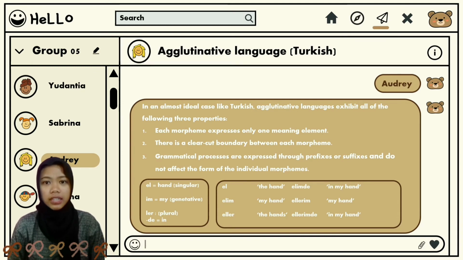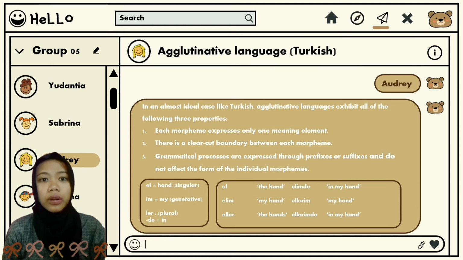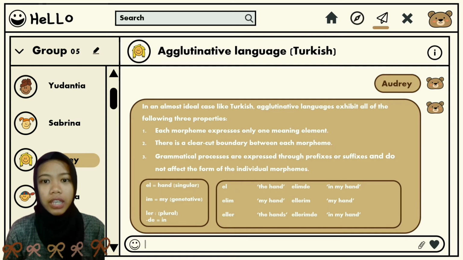In an almost ideal case like Turkish, agglutinative language exhibits all of the following three properties. First, each morpheme expresses only one meaning element. Second, there are clear-cut boundaries between each morpheme. Third, grammatical processes are expressed through prefixes or suffixes and do not affect the form of the individual morphemes. Turkish tends to be more or less a one-to-one matching of morphemes with morphs. For example, "el" means hand in singular, and "im" means my. If we put it together, it becomes "elim," that means my hand. And if we add "de" after "elim," it will become "elimde," that means in my hand.